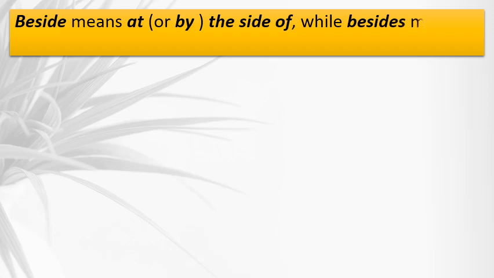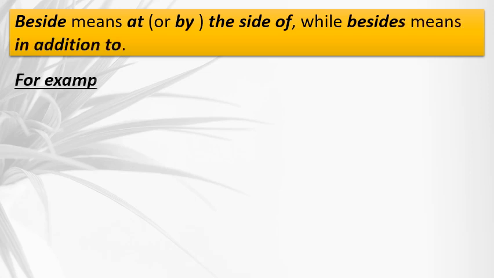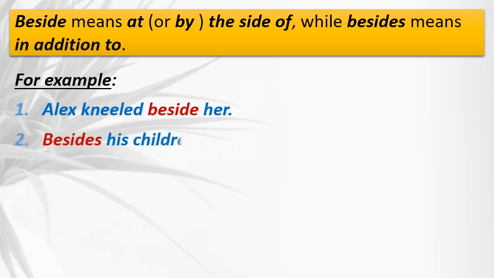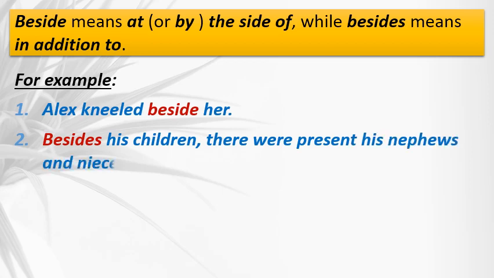Rule number 18 is: beside means at or by the side of, while besides means in addition to. To clarify it, let's see some examples. Number 1: Alex kneeled beside her. So here the word beside is showing by the side of. Number 2: Besides his children, there were present his nephews and niece. So here besides means in addition to.